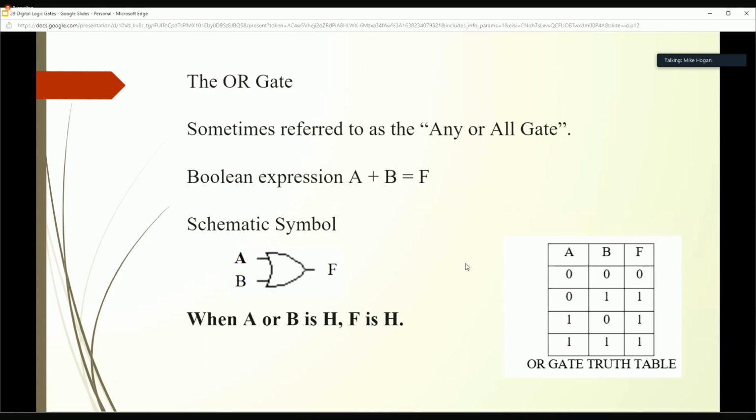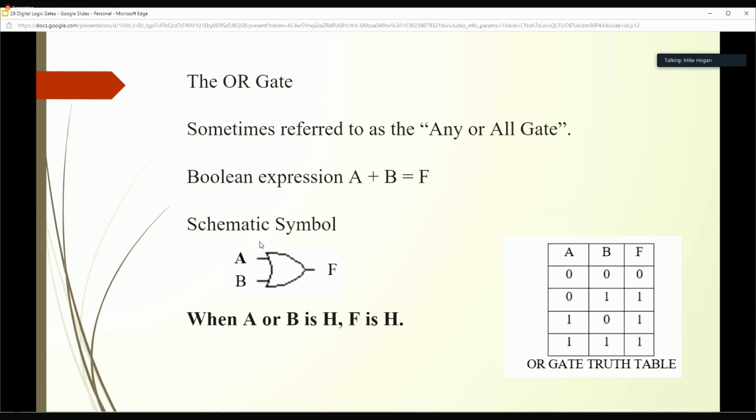If you guys have any questions, just stop me as we're going through these. I just wanted to refresh. OR gate. Notice the difference. Notice how it looks different, right? This OR gate, the Boolean expression, A or B equals F.